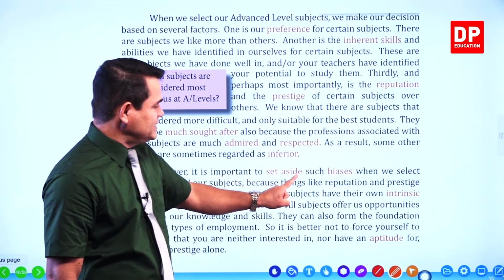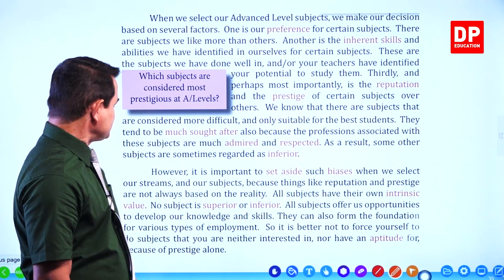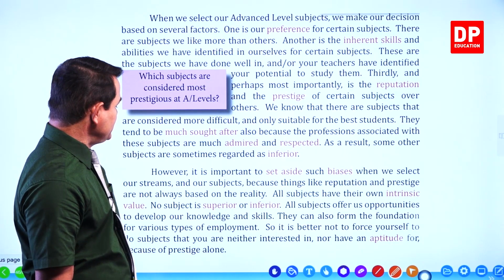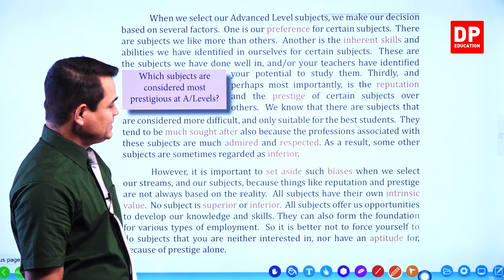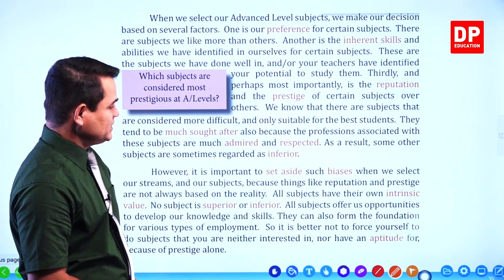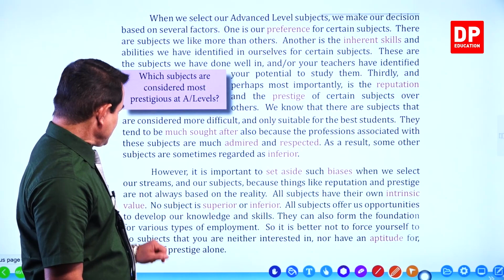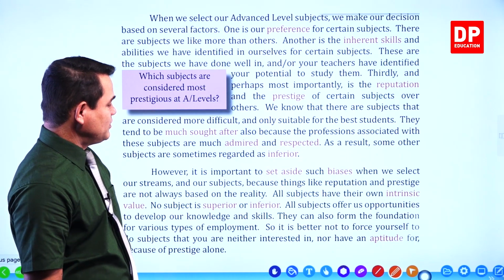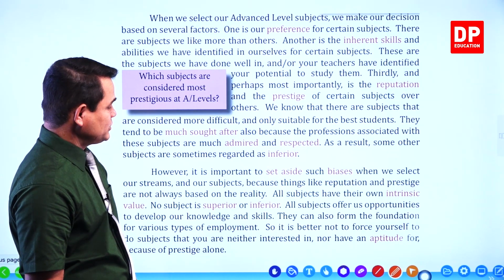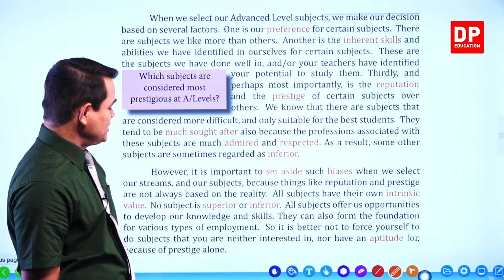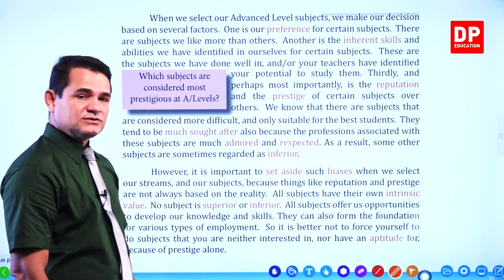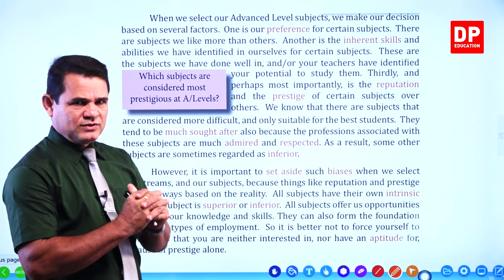However, it is important to set aside such biases when selecting our streams and our subjects, because things like reputation and prestige are not always based on reality. All subjects have their own basic value. No subject is superior or inferior. All subjects offer us opportunities, right? And to develop our knowledge and skills, they can also form the foundation for various types of employment. So it is better not to force yourself to do subjects that you are neither interested in nor have an aptitude for because of prestige alone.